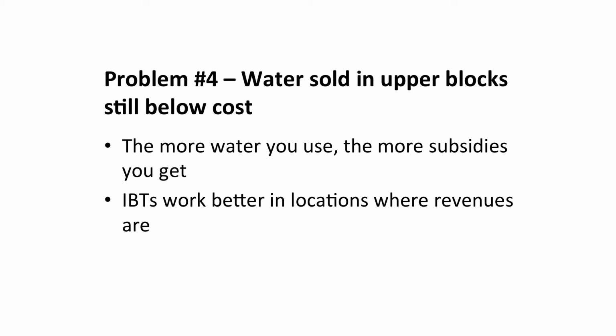The volumetric charge for water in all the blocks is below, usually far below the average cost of water service. This means that all households are being subsidized. It also means that the more water a household uses, the more subsidies it receives. So even if there is a high correlation between household income and water use, the subsidies will still not be well targeted to poor households.